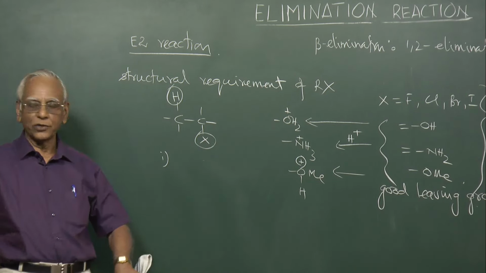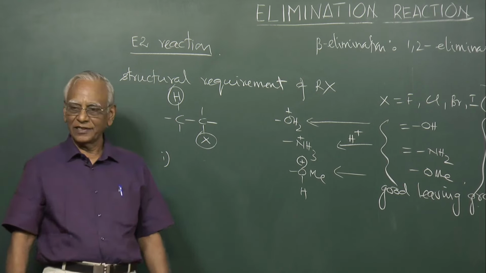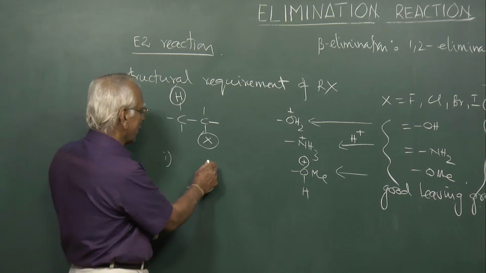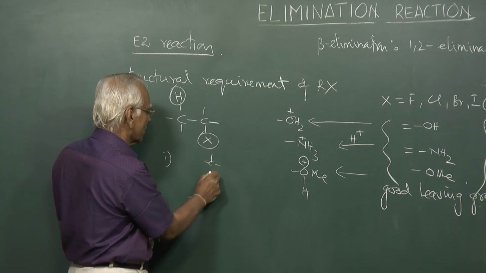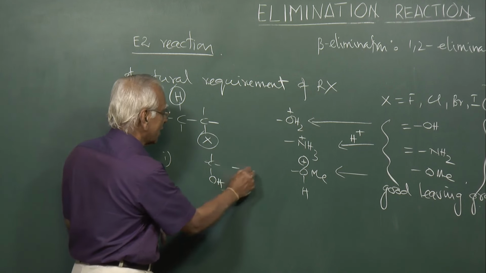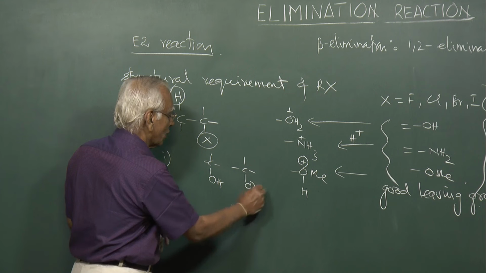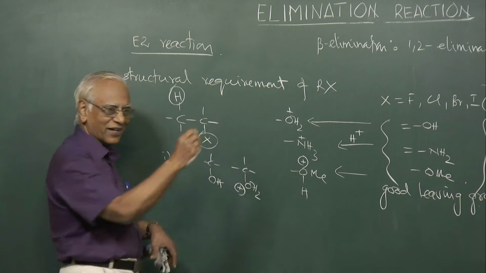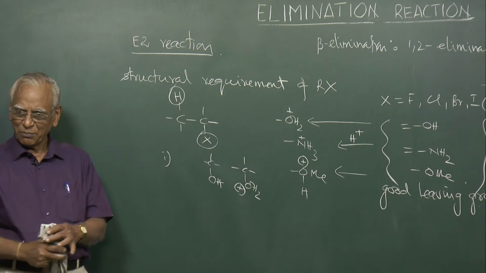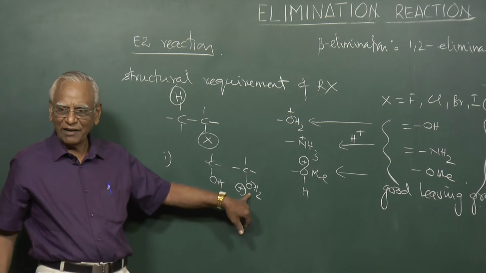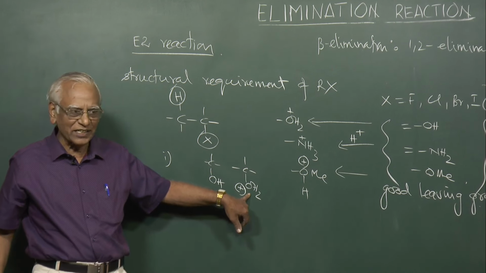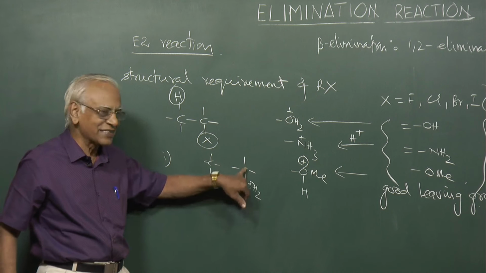Therefore, what should I do? I have to add H plus here. And the moment I add H plus, in one case I got OH, in another case I got OH2. Now you know the explanation. By adding a proton here, I have a positive charge. The positive charge on the oxygen atom makes the carbon-oxygen bond weaker.